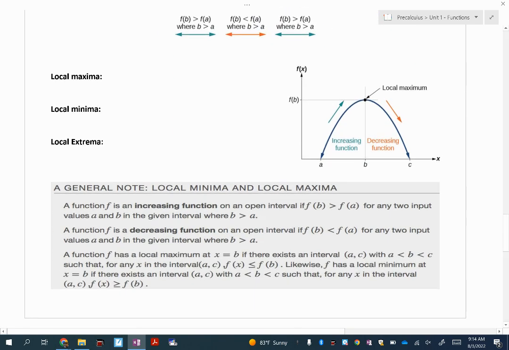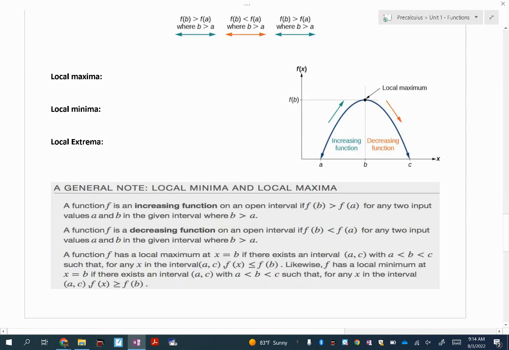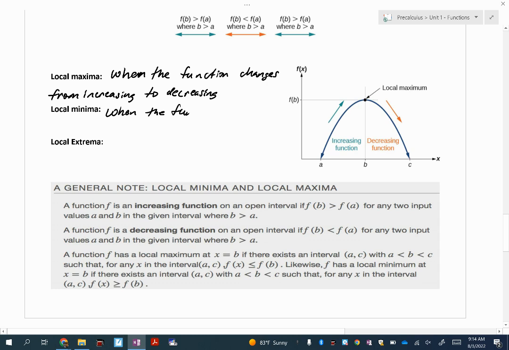All right, so in terms of writing down the local maxima and local minima, what I would say in my brain and what I know is that a local maxima occurs when the function changes from increasing to decreasing. All right, the local minima, obviously very similar. Your function is going to be changing the other way. So that occurs when the function changes from decreasing to increasing.